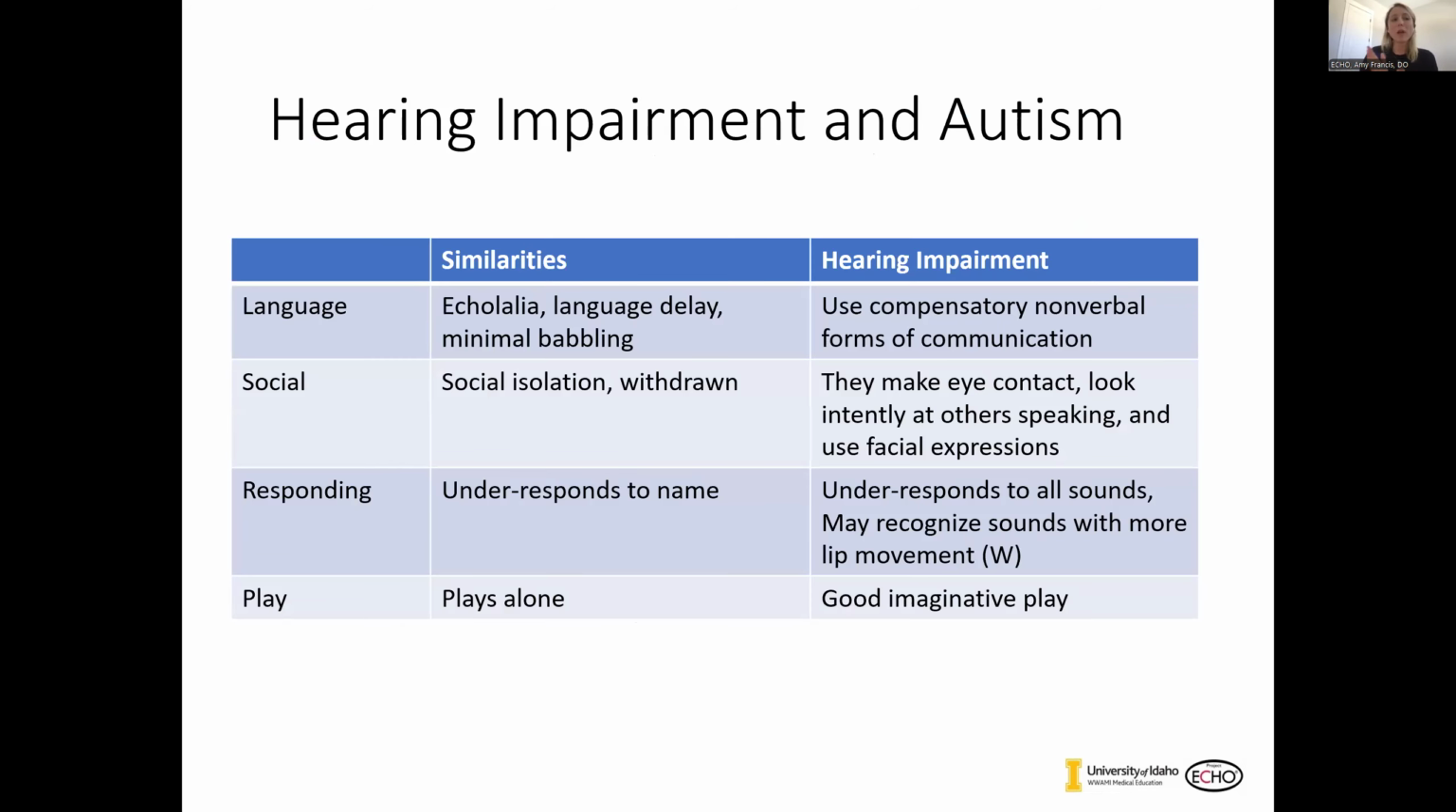Hearing impairment and autism. So there are lots of similarities between children who have hearing impairment and children who have autism. So both populations will demonstrate echolalia, language delay, and have minimal babbling. But children with hearing impairment will often use compensatory nonverbal forms of communication, like gestures, okay? Both will be socially withdrawn or demonstrate social isolation, but children with hearing impairment will make eye contact. They tend to look at their communication partner intently and look maybe more closely at their lips, and they use facial expressions. Both will under-respond to their name, but children with hearing impairment will respond to all stimuli, okay?